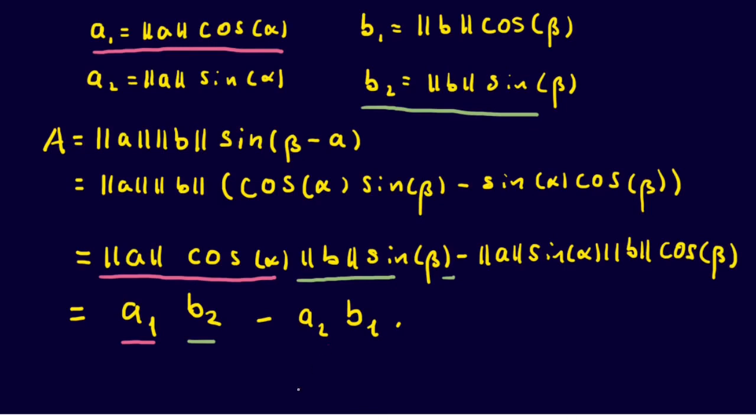So what we actually calculated here is the signed area and not the area. And that's because this sine of beta minus alpha can be negative or positive. If I actually wanted the area, then I should have taken the absolute value.